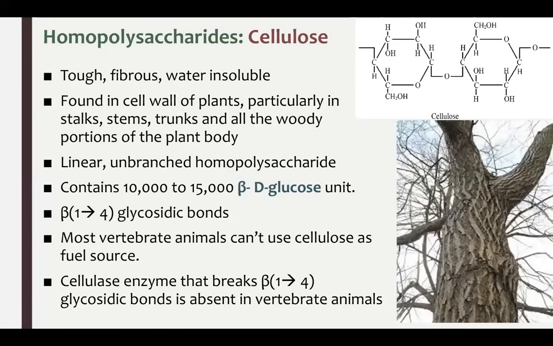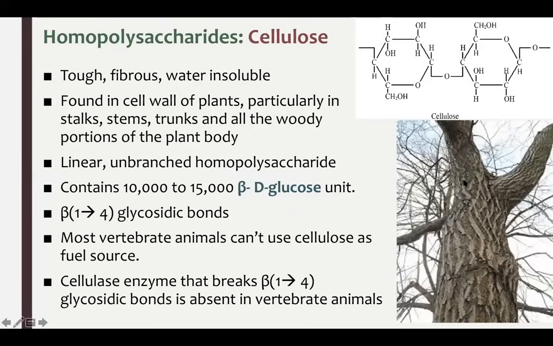Then comes another homopolysaccharide, which is cellulose. We have already learned that cellulose is the structural homopolysaccharide present in the cell wall of plant cells. So you can see this is the woody part of a plant, and all the woody parts of the plant contain a large amount of cellulose. This is the most abundant molecule in nature. It is a tough, fibrous, and water-insoluble molecule.